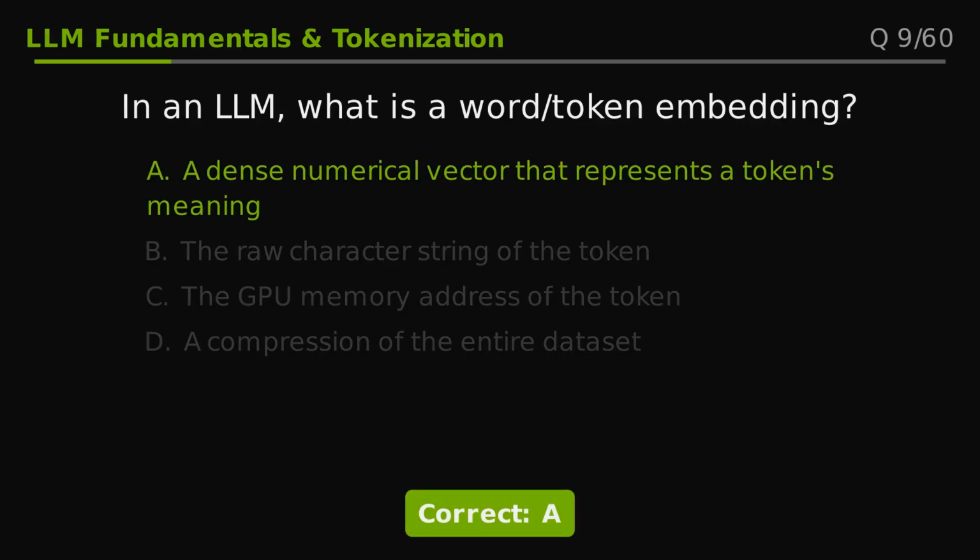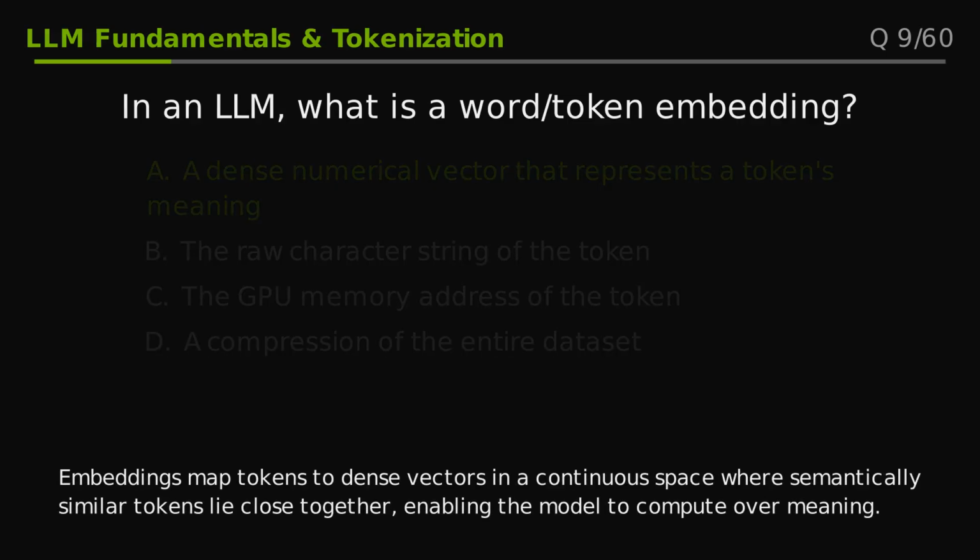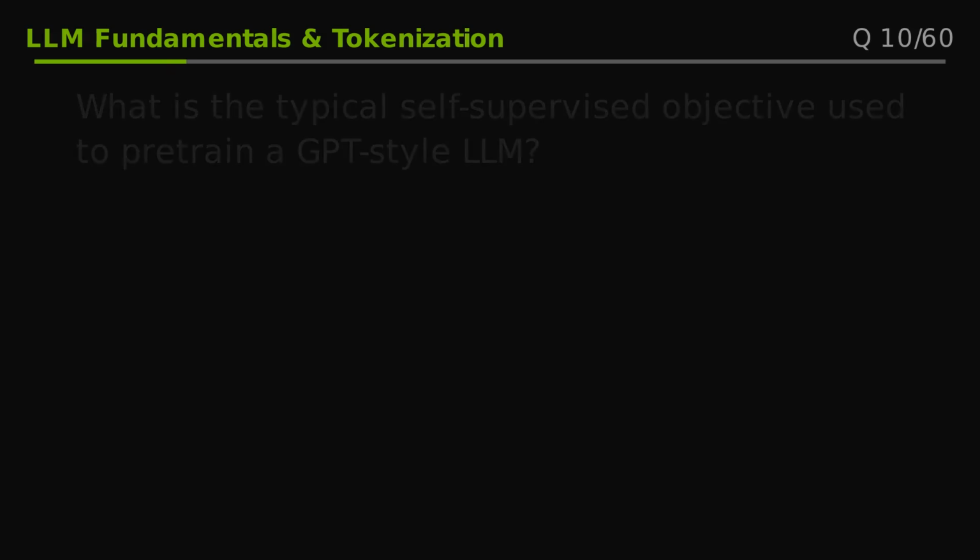The correct answer is A. Embeddings map tokens to dense vectors in a continuous space where semantically similar tokens lie close together, enabling the model to compute over meaning. Question 10.